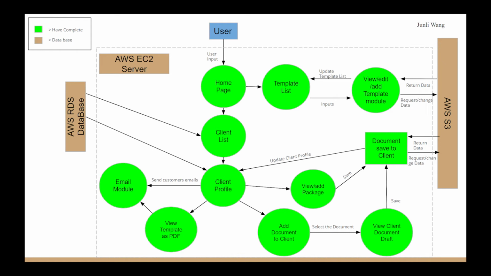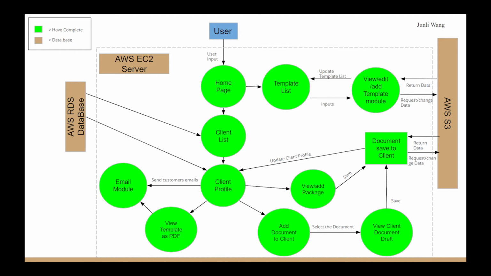Hi, I'm Junli. I'll be talking about the overall flow of our application. So the user will first gain access to our home page. The home page will display a template list tab or a client list tab. In the template list, the user can view, edit, or add templates, and those templates will be updated in the AWS S3, and it will return back to the template list as updated.